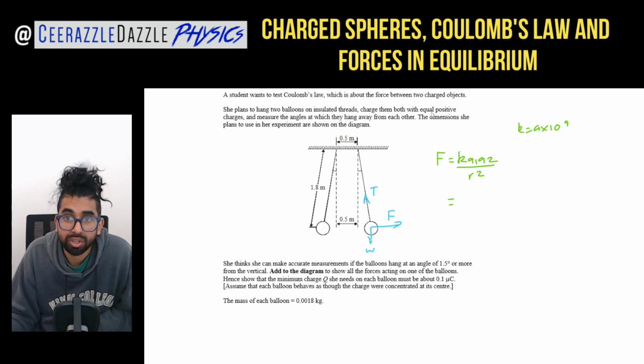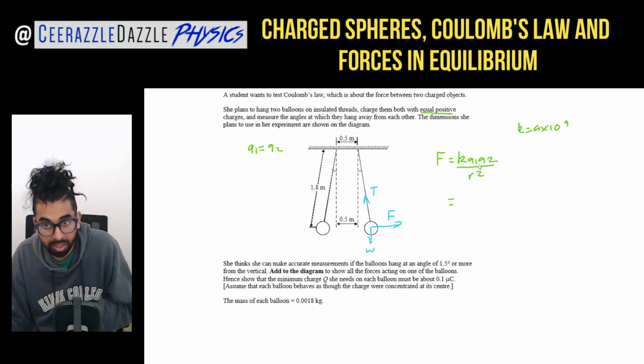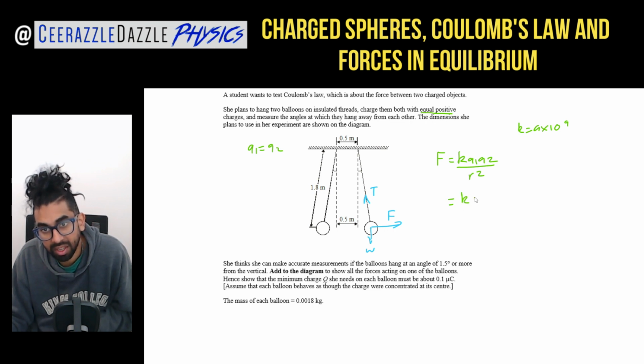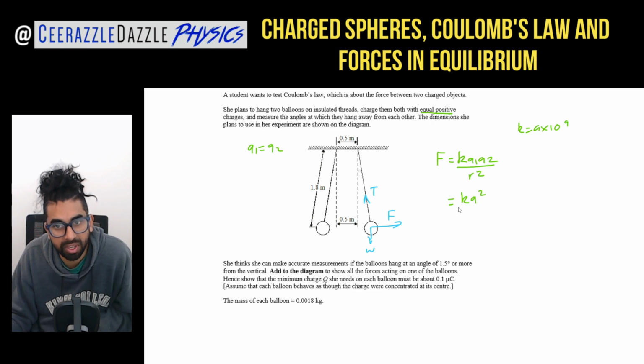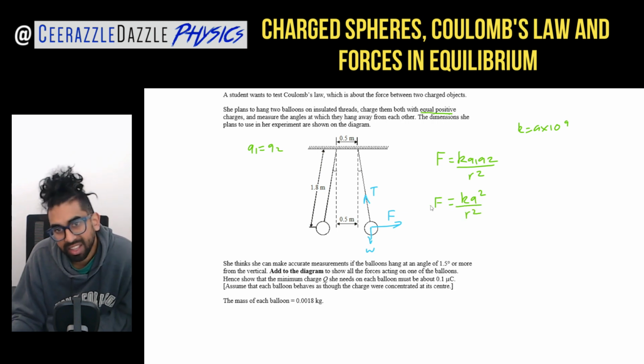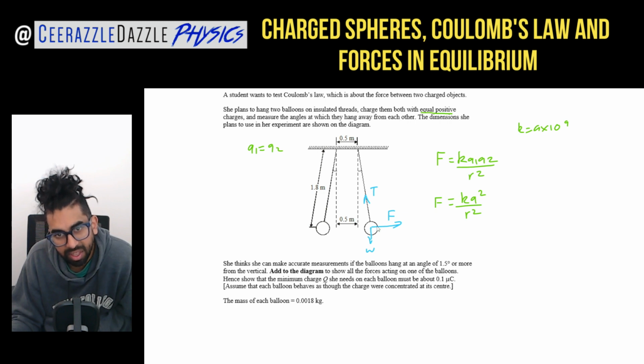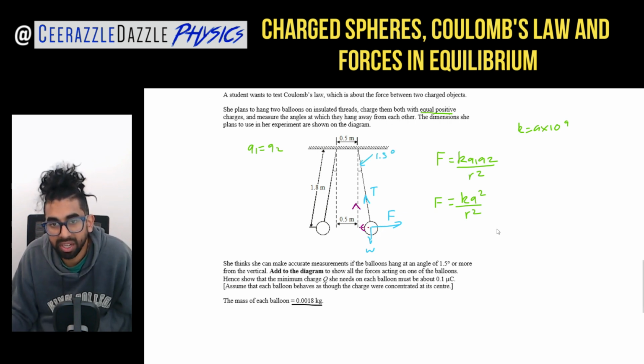It says in the question at the top they're equal positive charges, so Q1 is the same as Q2. So the first thing we're going to say is that both the Q's are the same. So K Q squared, because Q1 is equal to Q2, divided by R squared is equal to F. Don't forget, this F is this F here. There we go.